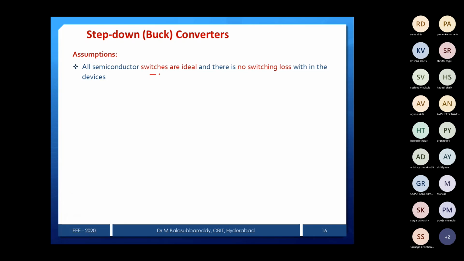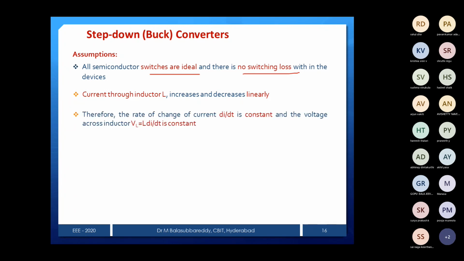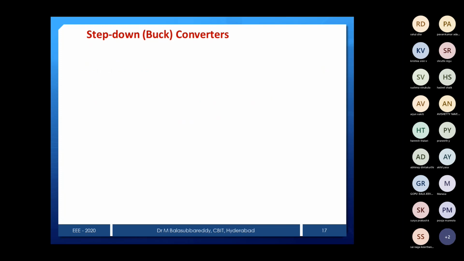What are the assumptions? Switches are ideal, with no switching losses in the device, because ideal means no resistance across that device. When the current is passing through it, there won't be any drop. Another one is that the current through the inductor increases and decreases linearly. Therefore, the rate of change of current, di by dt, is a constant because it varies linearly. And the capacitor is large, so the output voltage is also constant. These are some of the assumptions we made.